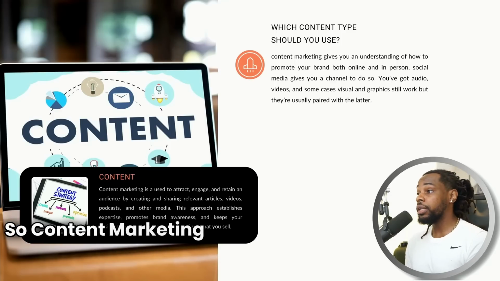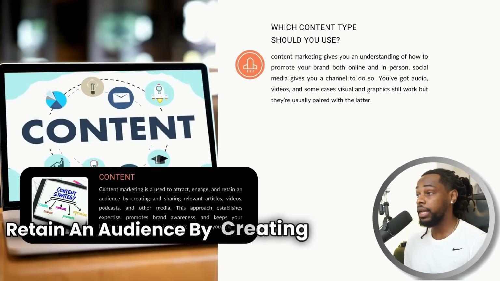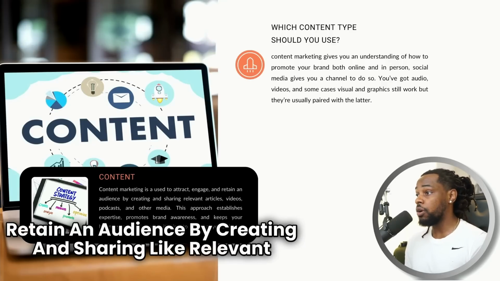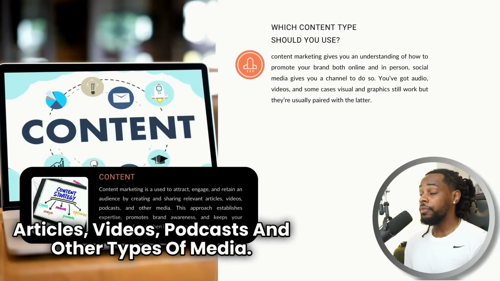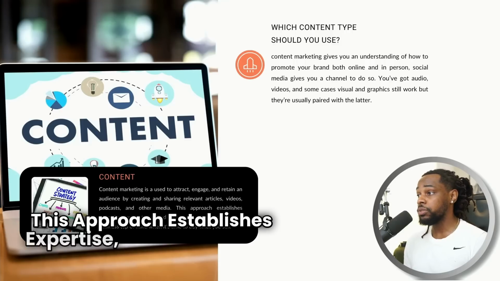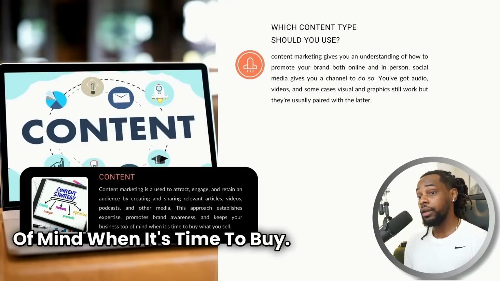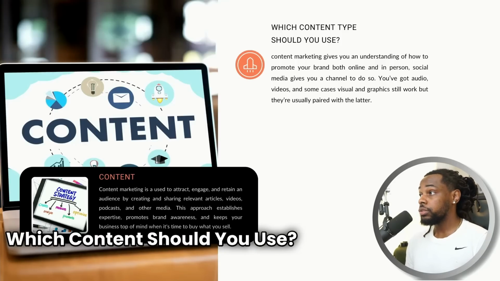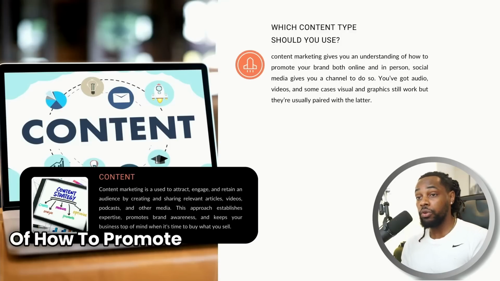So content marketing is used to attract, engage, and retain an audience by creating and sharing relevant articles, videos, podcasts, and other types of media. This approach establishes expertise, promotes brand awareness, and keeps your business on the top of mind when it's time to buy. Which content should you use? Content marketing gives you the understanding of how to promote your brand.